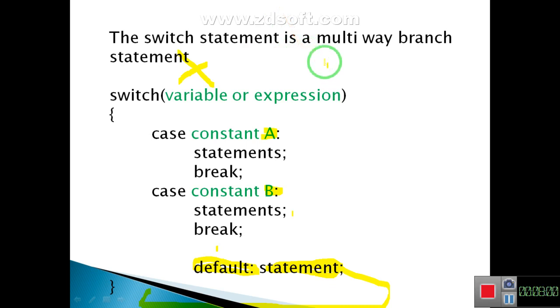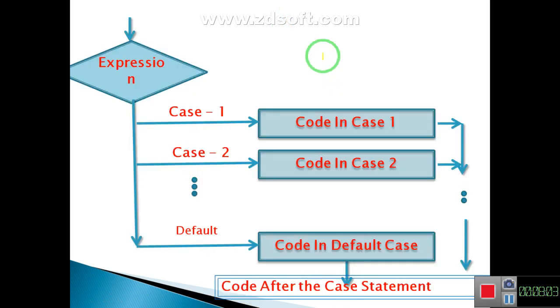Okay, you can know more based on the flow chart. So this is a flow chart. There is an expression or variable. Based on the evaluation answer of this expression, or the direct user input, we select case 1 or case 2, or the nth case. If none of the cases match, then I select the default case. The code in the default case will be executed.